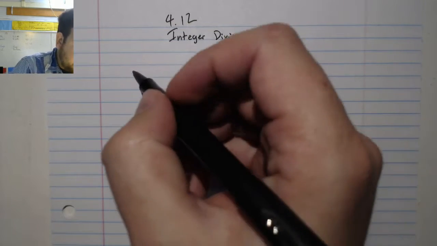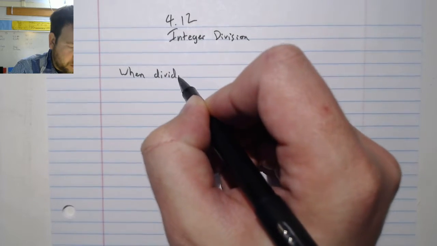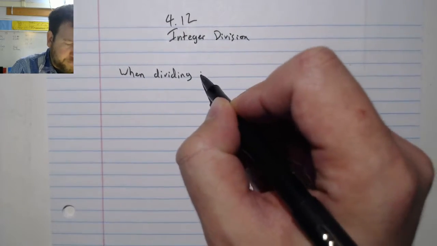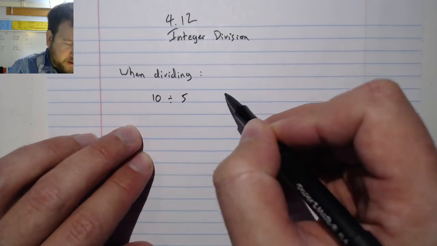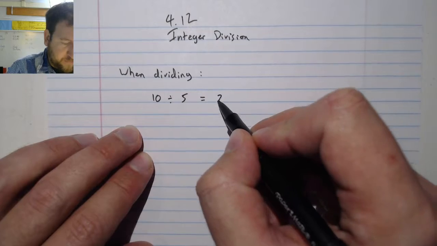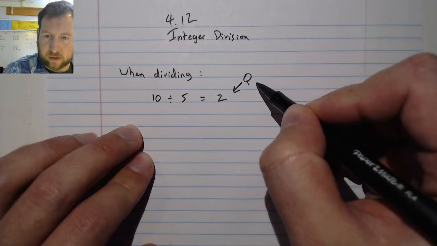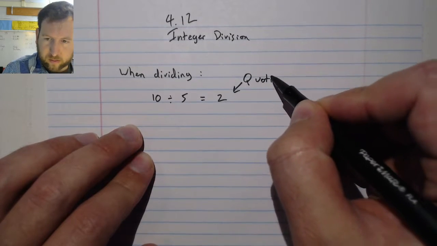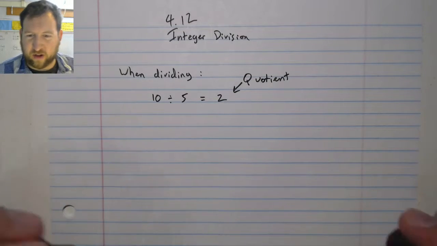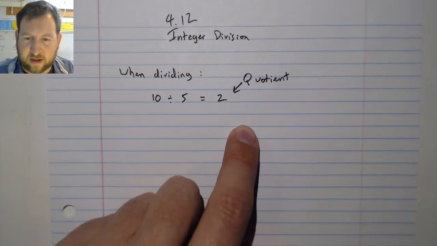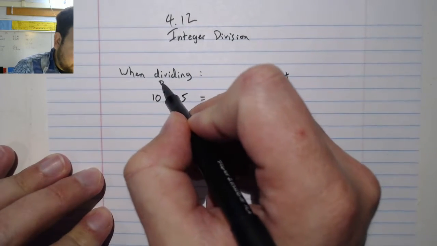When we are dividing things, we have two numbers. Say we have 10 divided by 5, and we end up with 2 because there are two 5s in 10. This is called the quotient. A good word to know, because lots of times they will try to trick you with using that word on some of those standardized testing things. And often we call these our divisors.